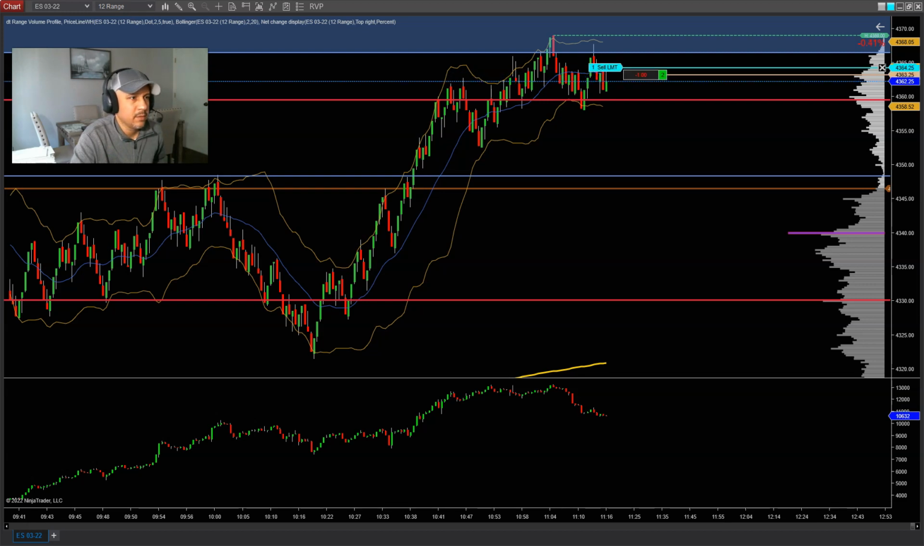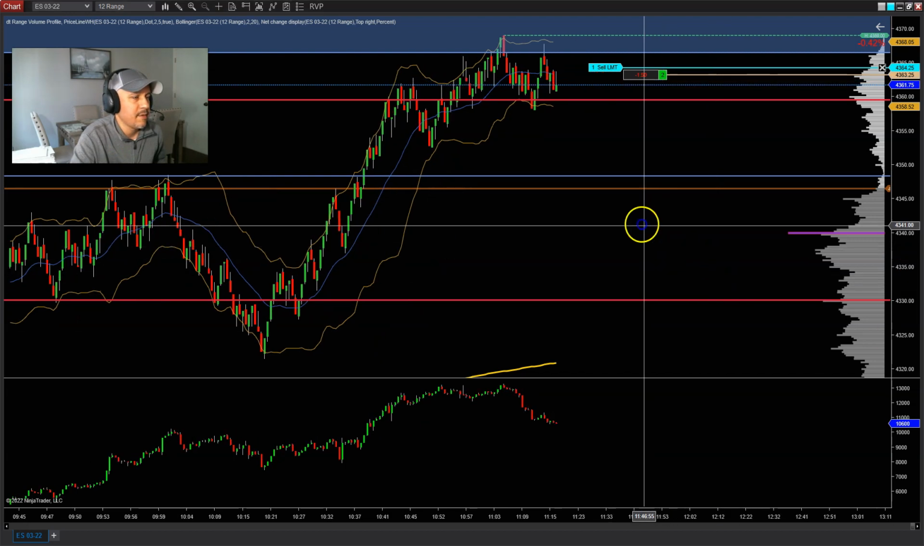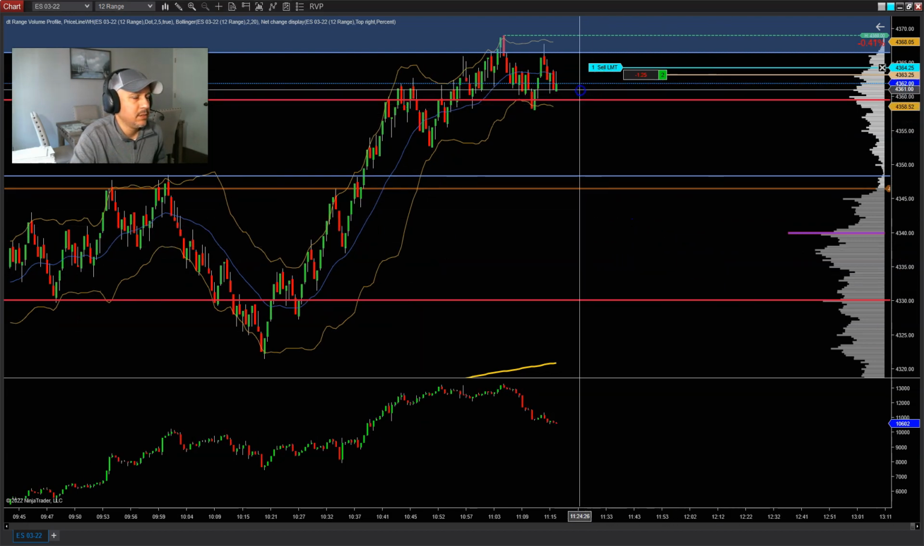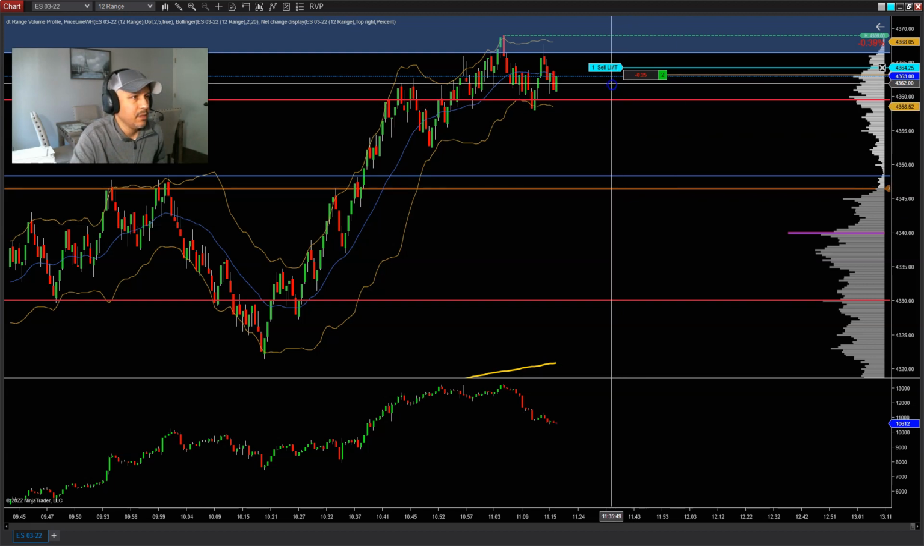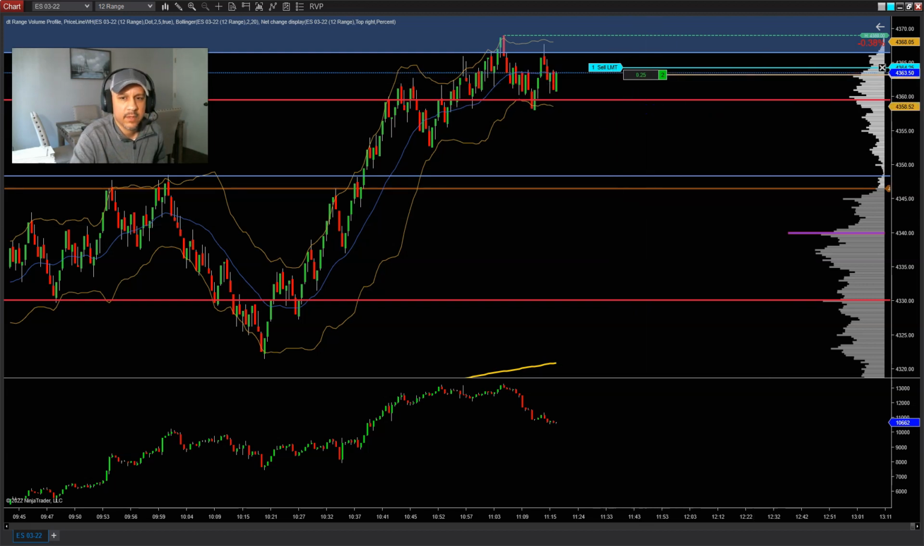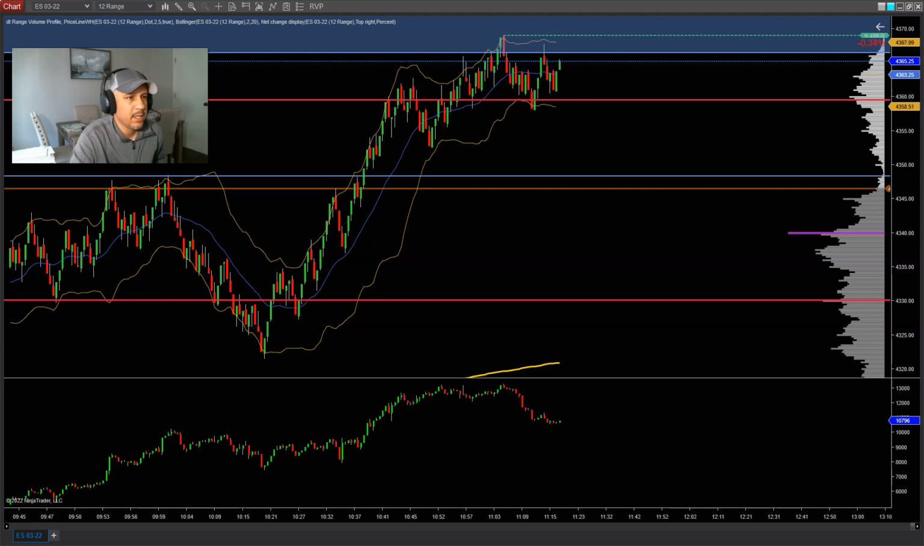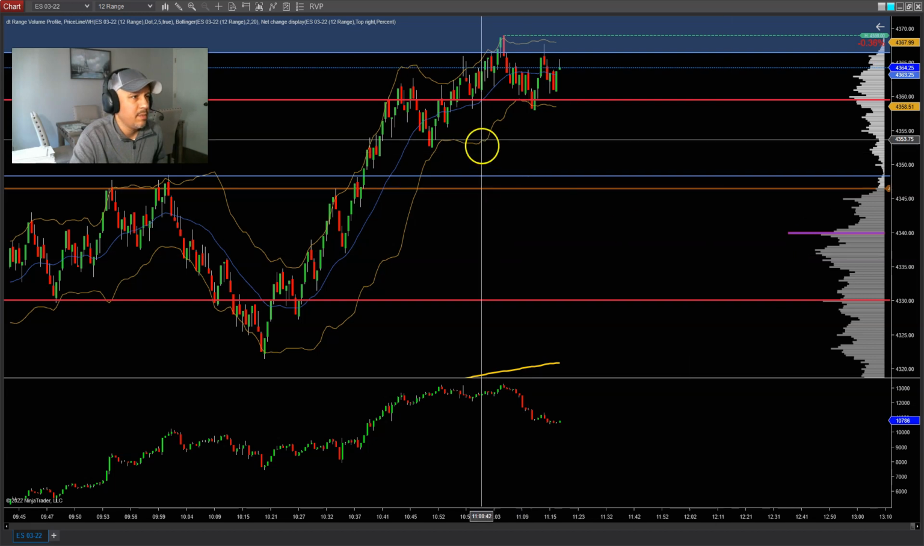Scalping real quick for a quick little long. Price can't hit this area here. Oh, this was the long already right here. Okay, I'm just scalping real quick, guys, for a quick little one. There we go. Come on, come up. Pop up to the upside here. Okay, got fill there.